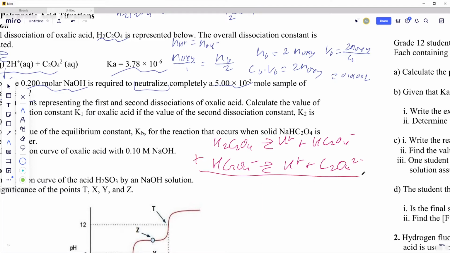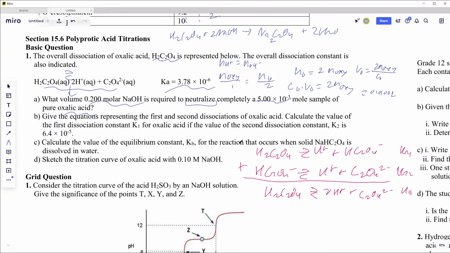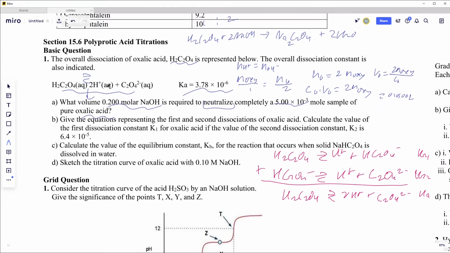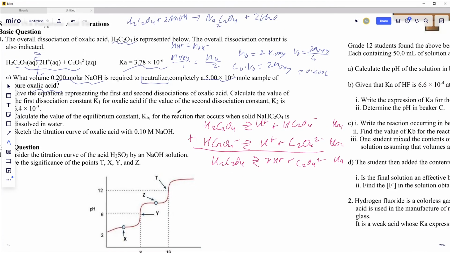You add up the equations and you get H2C2O4 partially dissociates to give 2H plus, the HC2O4 minus cancels, and you continue by adding C2O4 2 minus. Each one has its own K. This one has Ka1, this one has Ka2, and this one I'll just call Ka. It's a coincidence I called it Ka, but it's because this is the overall. I repeat, this is the overall. We're given Ka2, the second dissociation constant for the acid, and we're asked to find the first one.